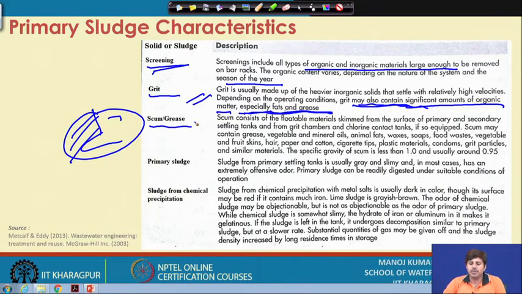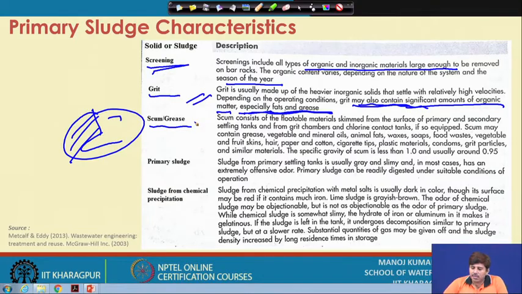So, this consists basically of floatable material which is skimmed from the surface, and we may not always go for a separate unit, because this can be done in a primary sedimentation tank as well.